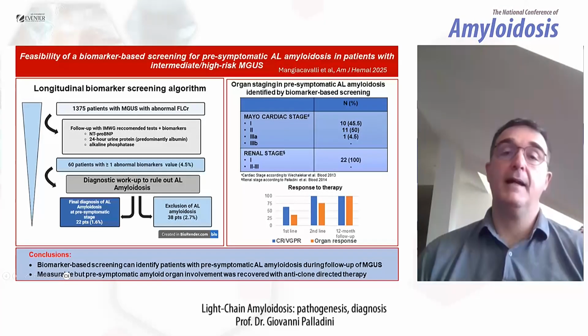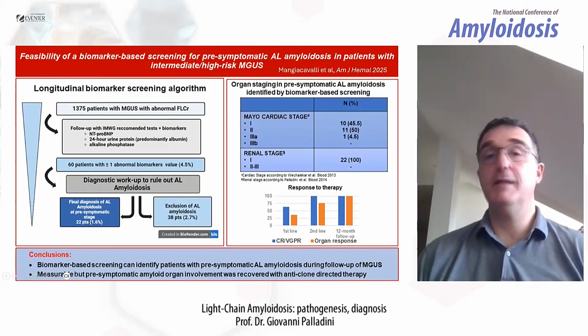screening for AL amyloidosis in MGUS is feasible. Probably you can enrich the samples now with advanced technology for patients at higher risk rather than using only those with an abnormal free light chain ratio.